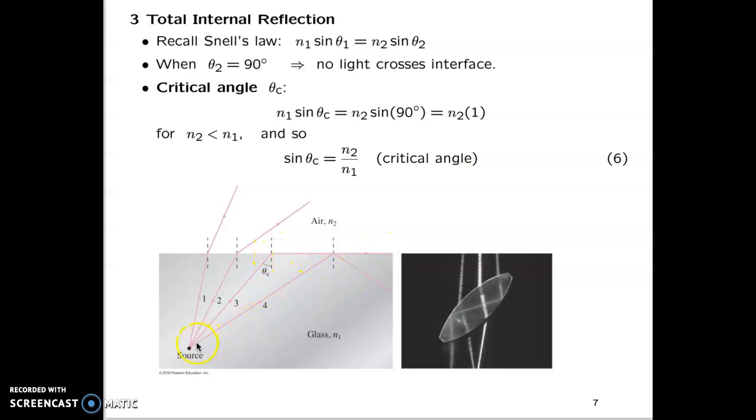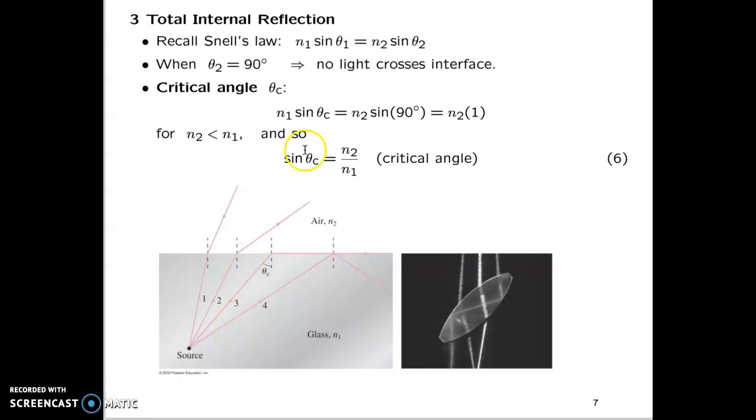And if we increase the angle of incidence even more, so we consider ray number 4, this time nothing goes from glass into air. All of the light gets reflected, because that reflection is total and it's internal to the first medium. We call it total internal reflection. So how do we calculate this so-called critical angle? Critical angle, where if you go past that angle, you get no refraction, and it's all reflection.